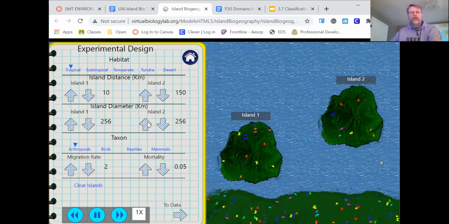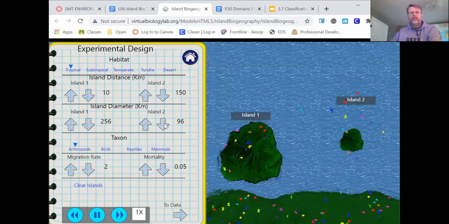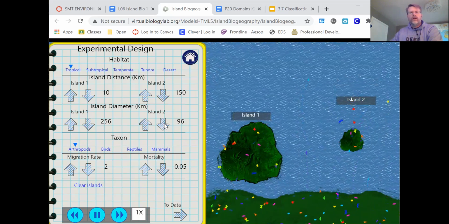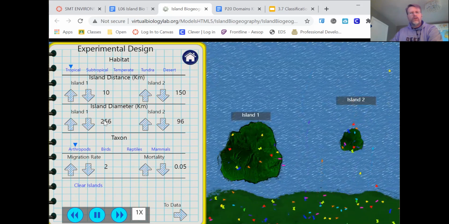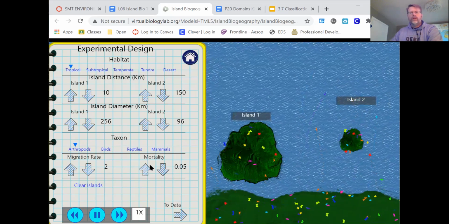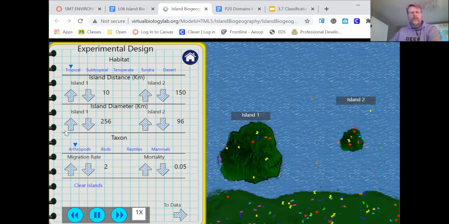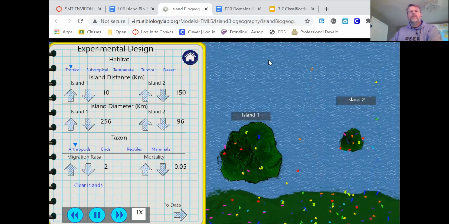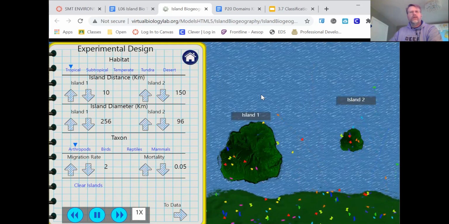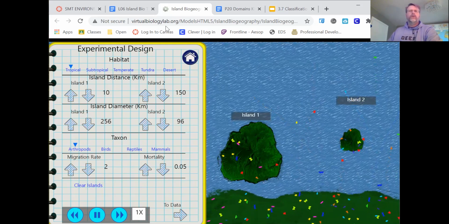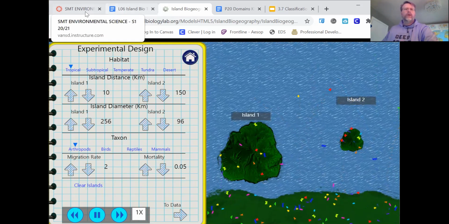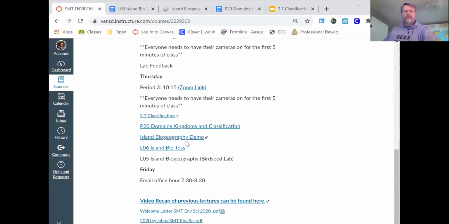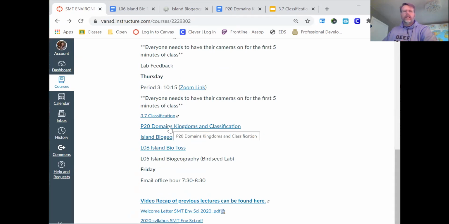And there's all sorts of parameters we can do to control this, okay? So that's what you're going to be doing with your birdseed experiment, okay? So keep that in mind as you're getting birdseed this weekend, and we'll be doing the lab next week, okay? And in the meantime, complete your classification assignment, all right?